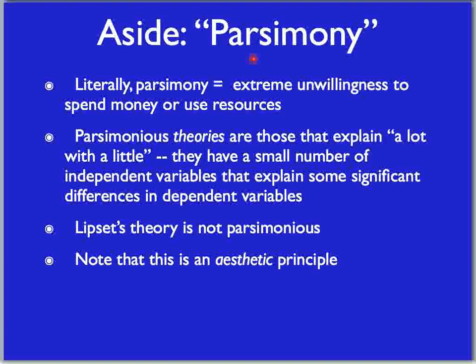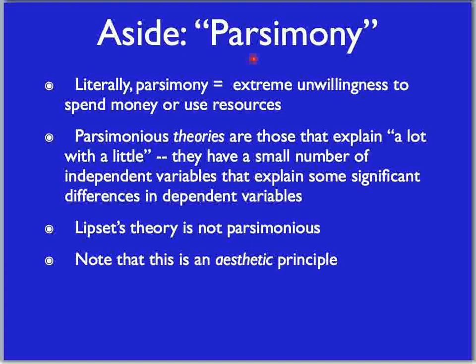When, however, that term is applied to social science theories, it means something slightly different. A parsimonious theory is a theory that explains a lot with a little. It's a theory that has a small number of independent variables, but that explains some significant differences in dependent variables. Lipset's theory is not a parsimonious theory. As you recall from the previous slide, he had tons of factors that contributed to democracy.